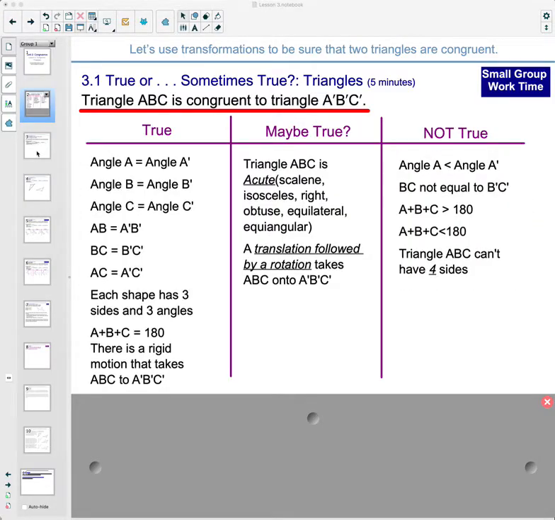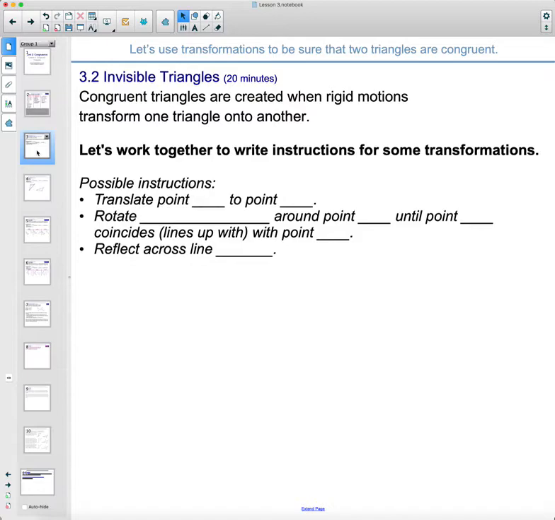So then in this next activity, we're going to practice with instructions on doing transformations to get one congruent triangle onto the next. So when we know that all of their parts are equal, let's take a look at transformations to make sure that we know that those triangles' parts are going to be equal, okay, and that they'll land on top of each other. So we've talked about this before where we have the instructions for if you're going to do a translation.